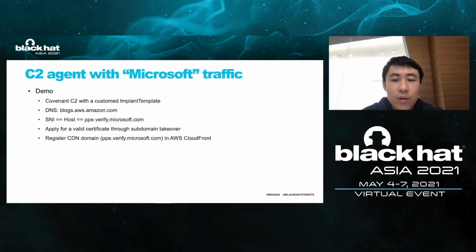Here is the demo. We use an open source C2 called Covenant. We wrote a custom implant template. We use the domain blogs.aws.amazon.com to get the IP of the CDN edge server. In the C2 traffic, SNI is equal to the host, and we have a valid certificate. Let's see how it works.